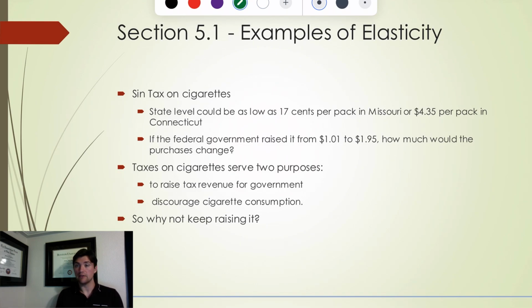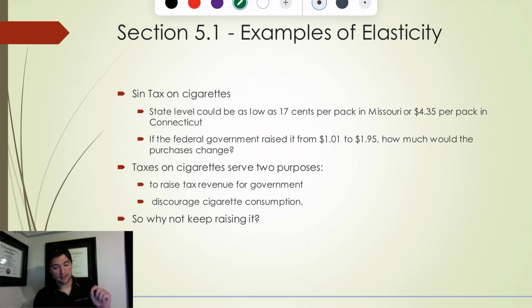So basically, the government needs money, so they tax products in order to get extra money from you, or they are trying to discourage cigarette consumption. So the elasticity is going to basically tell us if the price changes, how does this change your total revenue? And it's also going to tell you how responsive people are.